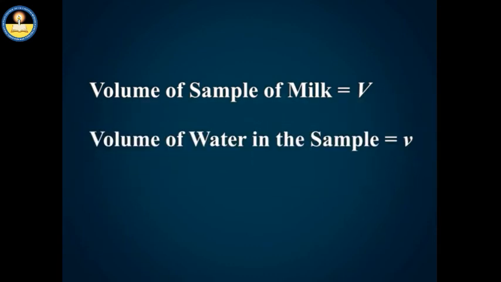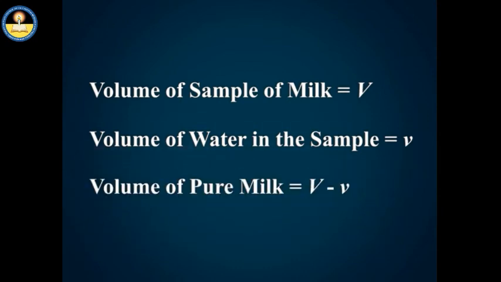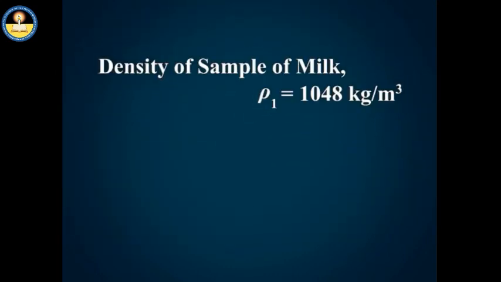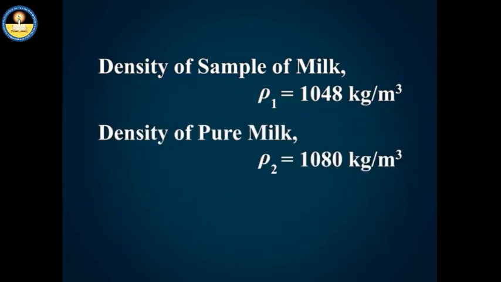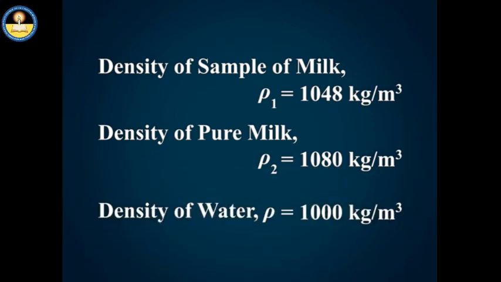Let capital V be the volume of the diluted sample of milk, and small v the volume of water in the sample. Then, the volume of pure milk is capital V minus small v. The density of the sample of milk is 1048 kg per meter cube, the density of pure milk is 1080 kg per meter cube and the density of water is 1000 kg per meter cube.